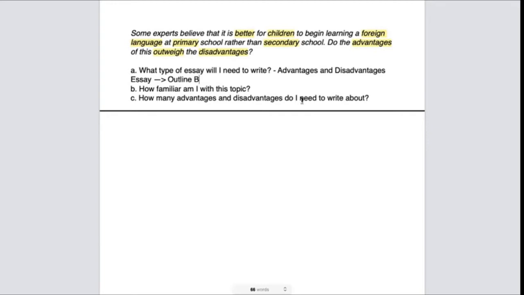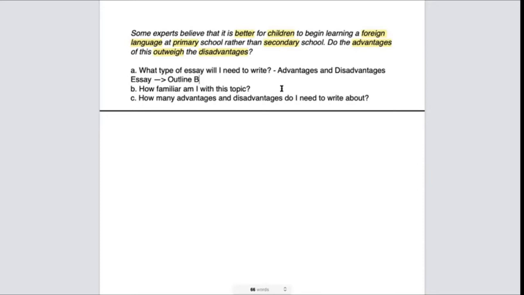B, how familiar am I with this topic? This will depend on you. This will depend on the test taker. The keywords will help you assess your knowledge on the topic. If you are not familiar with this topic, I would try my best to use creative thinking and really rely on your outline and plan before you put that pen to your test booklet, because if you really don't know anything about this topic and you just begin writing, you are setting yourself up for disaster. It's worth it to put a few minutes into thinking and planning.